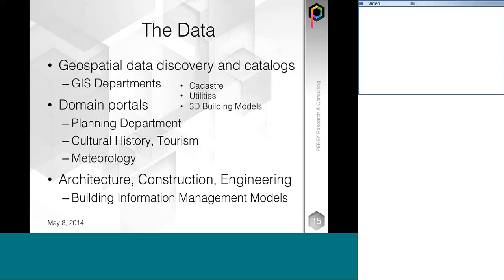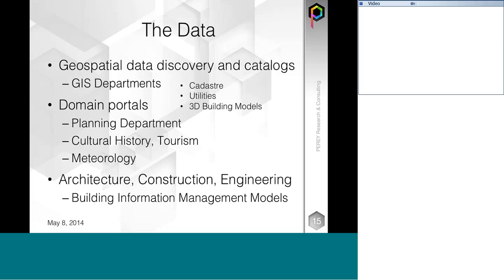So back to the data component, the second important component of urban augmented reality. Oftentimes we use geospatial data, but there's so much geospatial data out there that you need to go to the sources of it and request it, or use some type of portal or querying mechanism to discover the data in its catalogs and where it's distributed.